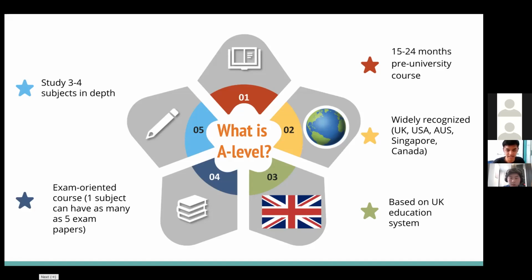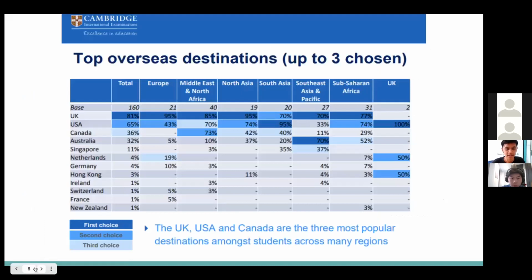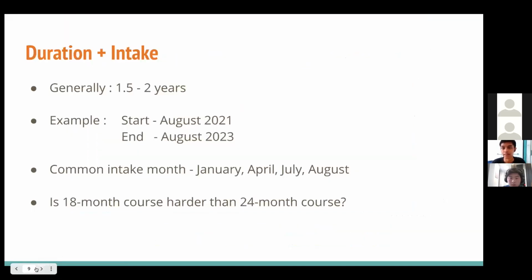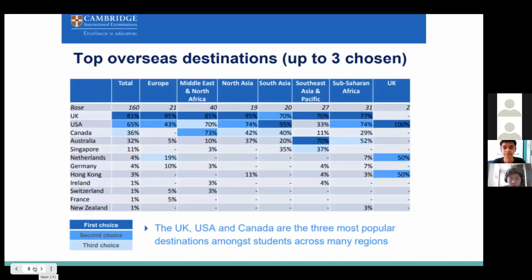If you can go to the next slide, please. You can see that there's actually a lot of other countries that you can go to, such as from UK to Netherlands, Germany, Hong Kong, Ireland, Switzerland. But the most common ones that people go to are UK, US, Canada, and Australia. So, yep, previous slide, sorry. The first one.